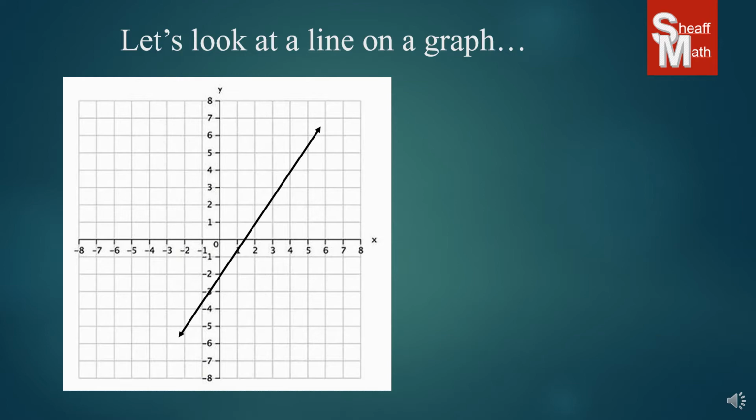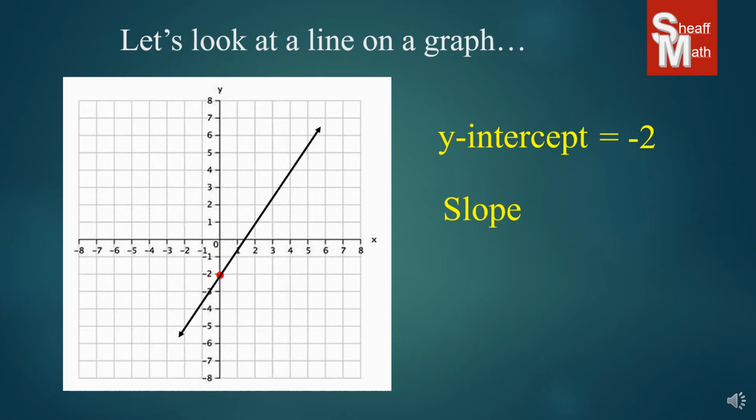The key points on the line are, first of all, we identify the place where the line is going through the y-axis. That's at negative 2. We call that the y-intercept. Now we're going to find the slope, and the slope is the rate of change that the line is going up or down.